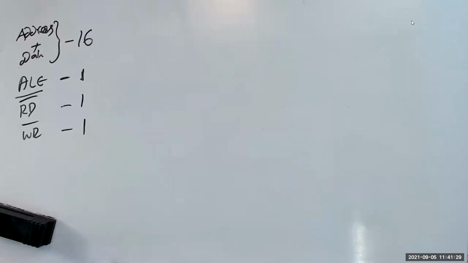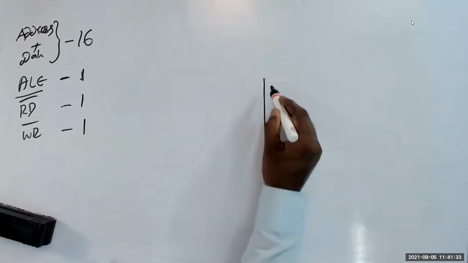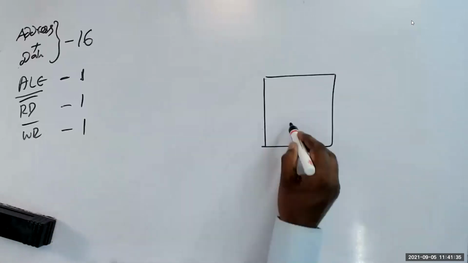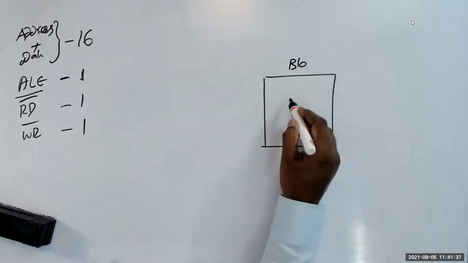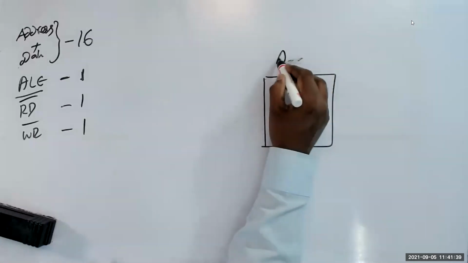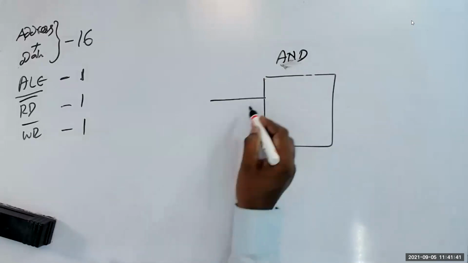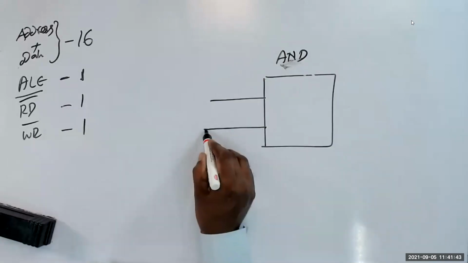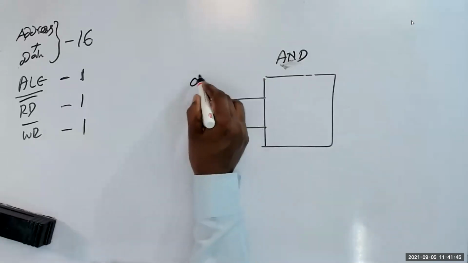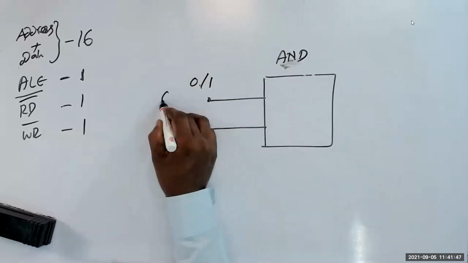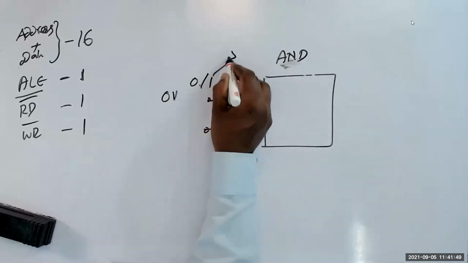Active low and active high. Okay, I'll discuss later. Let me understand one thing. I will give you one thing. You take a block, let's say an AND gate. You put an AND gate and you have two inputs. When the input is 0 or 1, 0 means 0 volt, 1 means 5 volt.